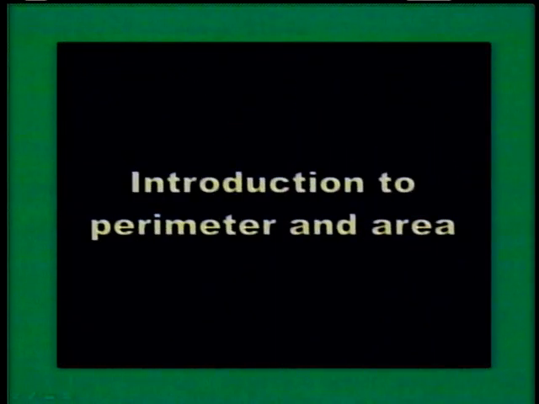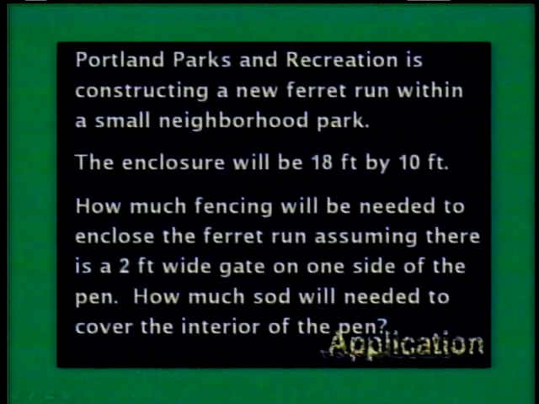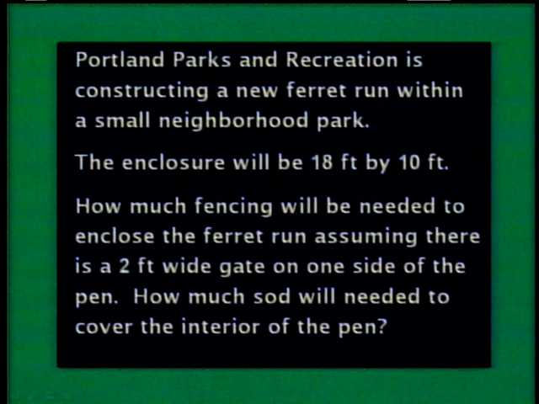So let's begin with an applied example to give an introduction to perimeter and area. Let's suppose that Portland Parks and Recreation is constructing a new ferret run within a small neighborhood park. The enclosure will be 18 feet by 10 feet. How much fencing will be needed to enclose the ferret run, assuming there is a 2-foot wide gate on one side of the pen? How much sod will be needed to cover the interior of the pen?